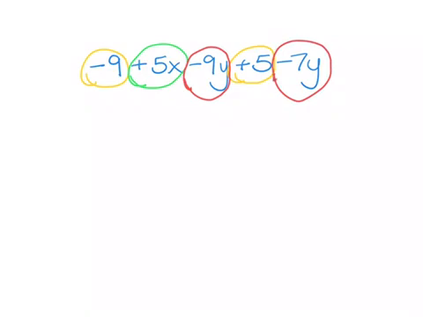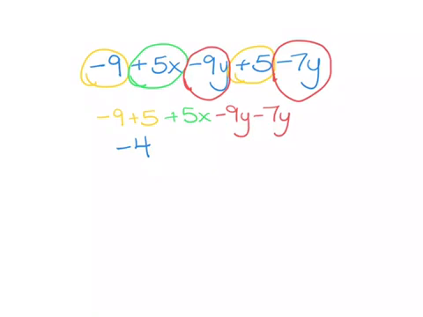Again, I'm going to group these up for you this time just so that you can see this. So I will end up having negative 9 plus 5. Then I have the plus 5x. And then I have negative 9y minus 7y. When I look at negative 9 plus 5, they have different signs. So I'm going to subtract them and keep the sign of the bigger number. 9 minus 5 is 4, and since 9 was the bigger number, this is going to be negative 4.